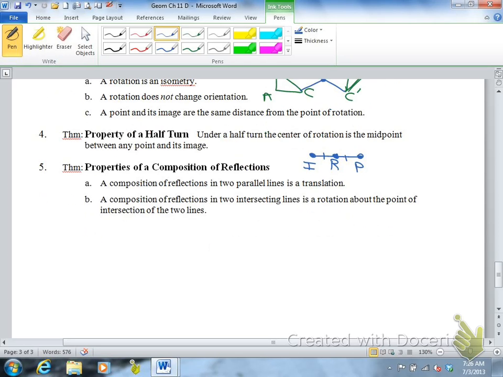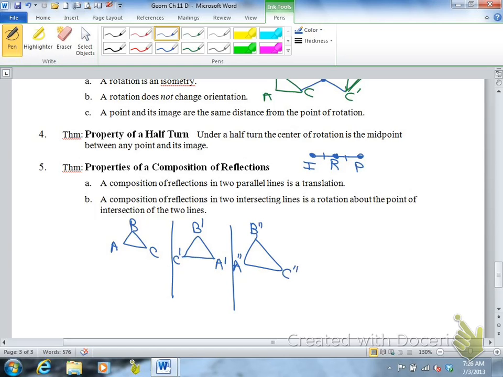And for theorem number 5, properties of a composition of reflections. This is for the very last lesson, but I'll read it to you now. Composition of 2 reflections in 2 parallel lines is a translation. So let's say you have this shape, ABC. You're reflecting it over this line. So you'd have B prime at the top still. You'd have C prime here and A prime here. Now let's say you reflect it again. If you reflect this again, you'd have A double prime, C double prime, B double prime.